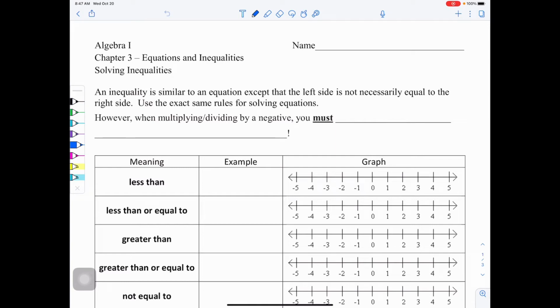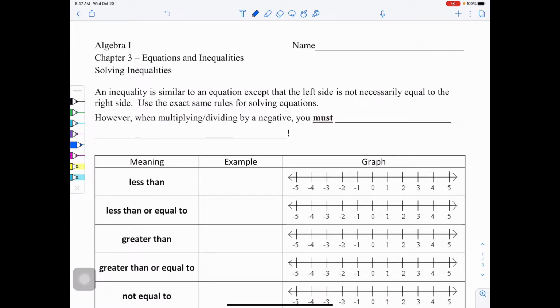Our next lesson is called Solving Inequalities. An inequality is similar to an equation, except that the left side is not necessarily equal to the right side. Use the exact same rules for solving equations. So you're going to follow those same exact steps. It's just that your answer means something a little bit different.